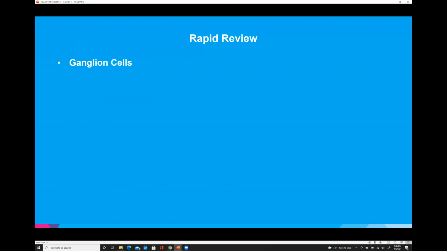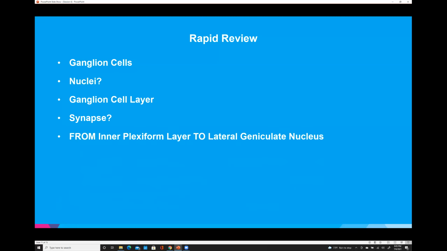Okay. Ganglion cells. Where are their nuclei? In the ganglion cell layer. Got it. Where do they synapse? So where is the first synapse, the retinal synapse? In the inner plexiform layer. Got it. And who are they doing that with? With, again, the cells that we just talked about. Yeah, you got it. It doesn't change, right, now that you do it from multiple different angles.